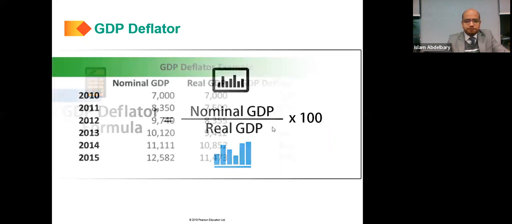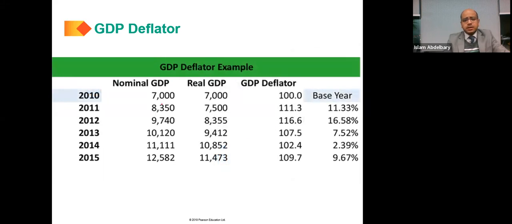So for instance, the price in 2010 is 7,000, and the 7,000 is real. So 7,000 over 7,000 times 100. So the GDP deflator in the base year is 100. The base year is the year used to compare to other years. It is the base year that we use to compare over different years.